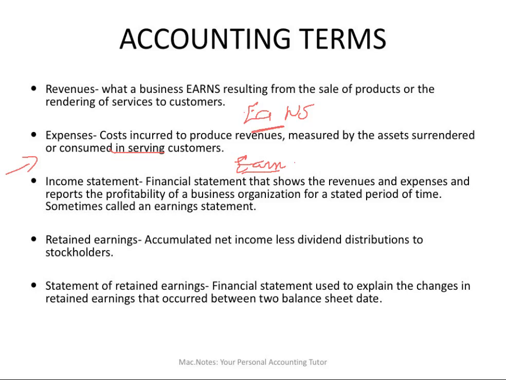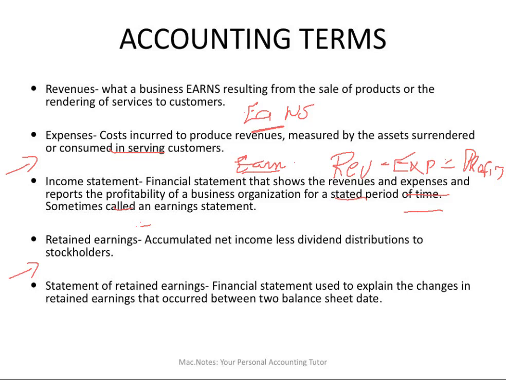Now the difference, of course, between revenue minus expenses is profit for our purposes right now. And that's reported on the income statement. That shows the revenue minus the expenses is the profitability of a business organization for one particular period of time. We'll explain that later. This is also called the earnings statement, but we'll also look at the retained earnings statement.